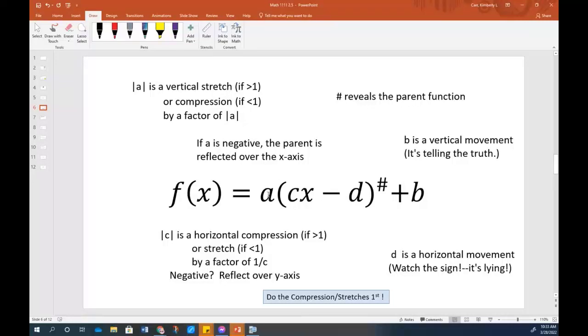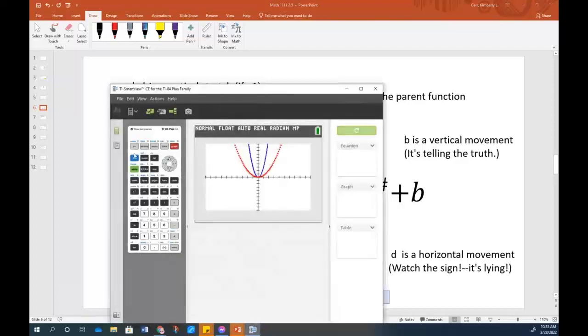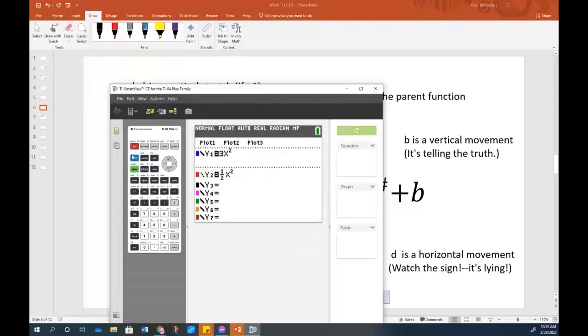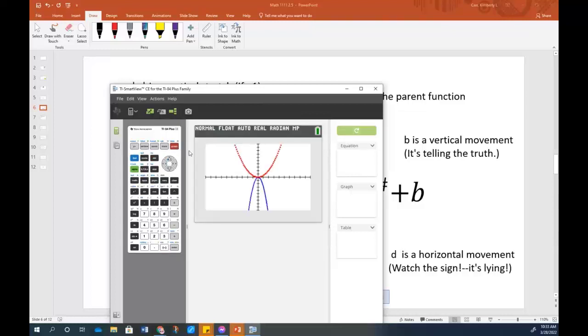Now what does a negative do then? If A is negative, what it does is it reflects it over the x-axis. Okay? A is negative, it reflects it over the x-axis, so it's just going to flip it down. So if I go back here and I insert a negative there, what you can see is that that one is now headed down.